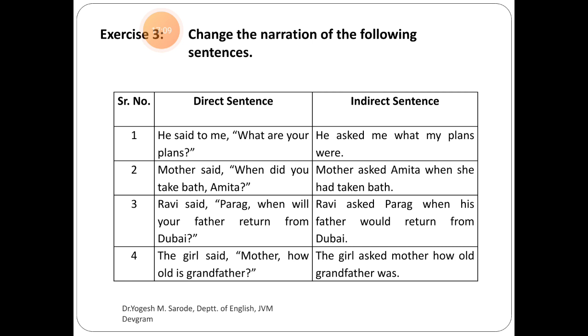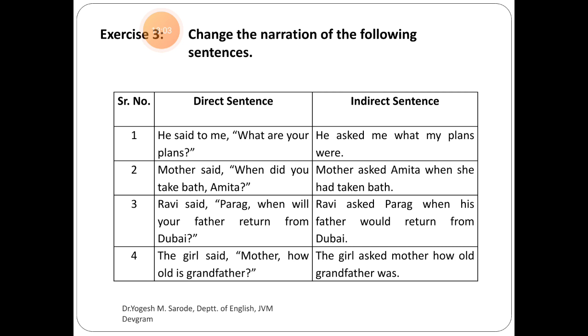The next example is: Ravi said, "Parag, when will your father return from Dubai?" Ravi asked Parag when. Now, "your father" will change according to Parag. So, at the place of the subject, we'll take "his", because the case of third person is the possessive case. Ravi asked Parag when his father. Now, the tense will again become past. "Will" is replaced and "would" will be placed: when his father would have returned from Dubai.